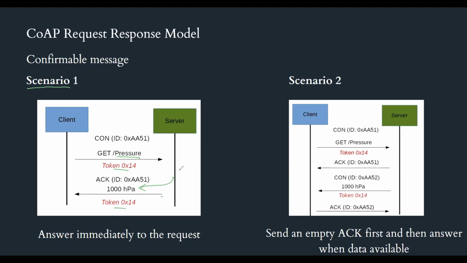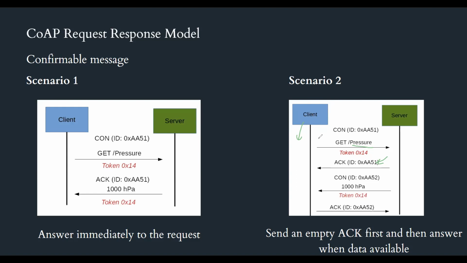However, if the server is not able to provide that information on time, it will send an acknowledgement message first. This acknowledgement message will not have the necessary information that the client is requesting. It does not have the pressure information here. It only has an empty message saying that I have received your GET request. That's all. So the client now knows that the server has received the request.